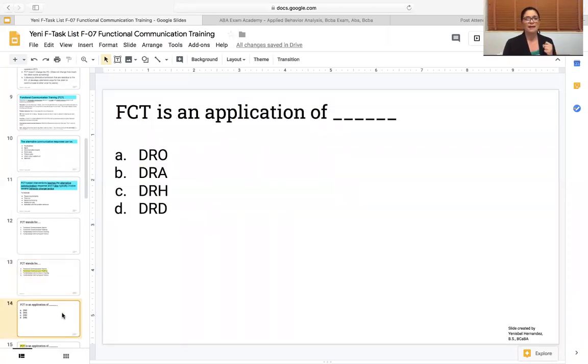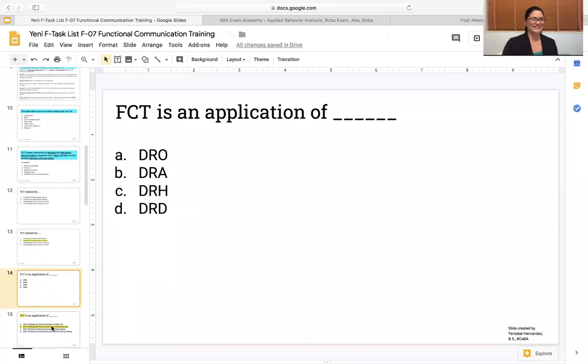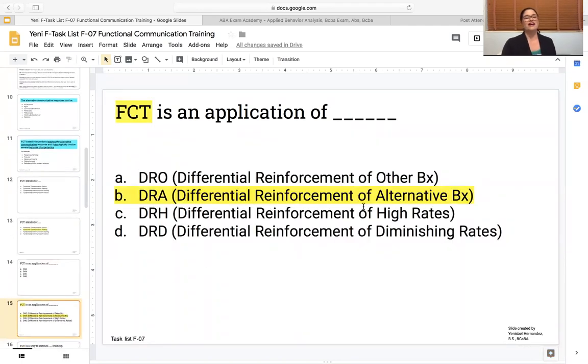FCT is an application of DRO, DRA, DRH, DRD. B. I have a couple of them for B. Thank you for answering in the chat. I'm getting the hang of the chat, guys. Woohoo! Okay, yes, DRA. And just for the purpose of knowing, we know DRA stands for Differential Reinforcement of Alternative Behavior.